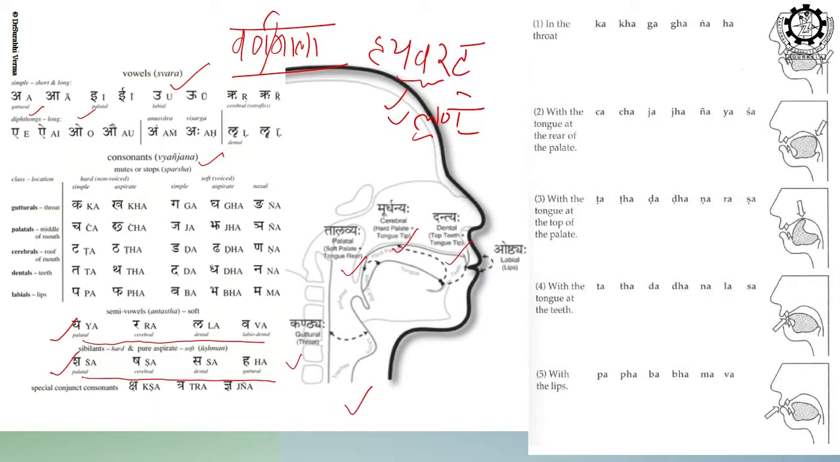But the sequence as per the place of pronunciation is ya, ra, la, va. How? Because ya is palatal, ra is cerebral, la is dental and va is labio-dental. That means you are coming from inside to outside. So, the place of pronunciation is deciding the sequence.